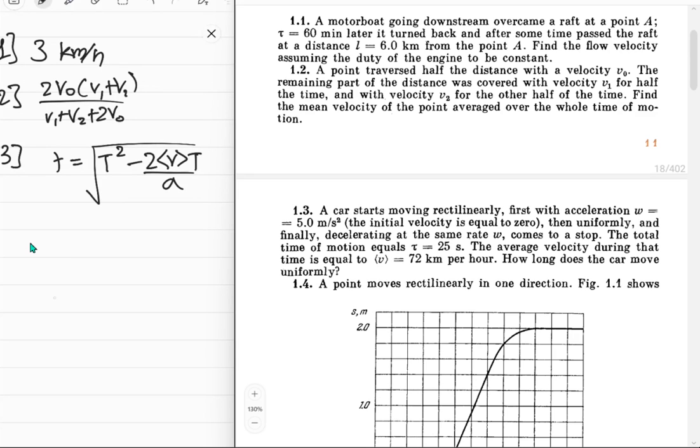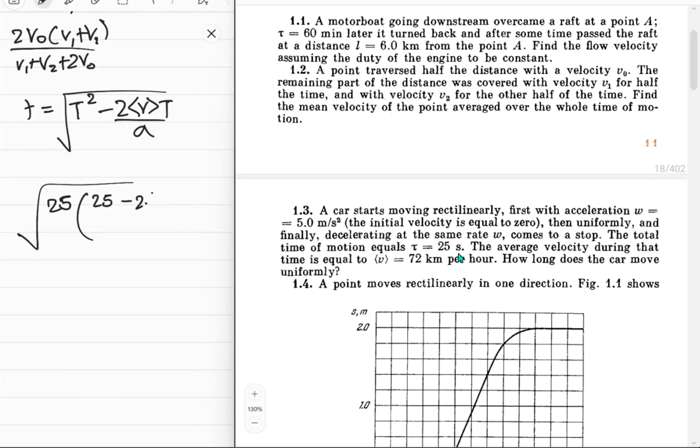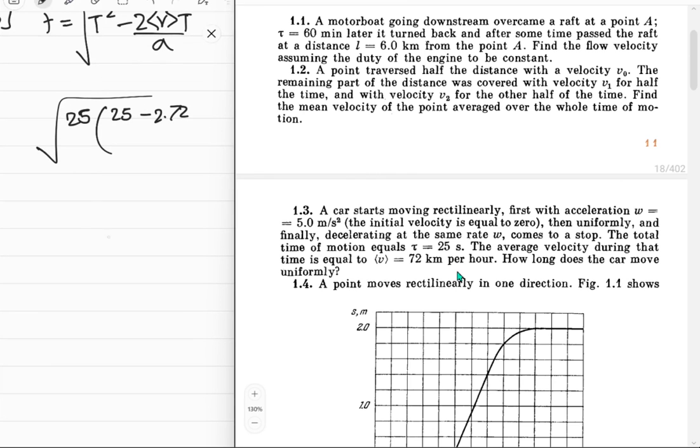Nice. Let's calculate this thing. So square root of, what do we have? Our capital T is 25. So 25 minus 2 times the average V, which is 72. Wait, this is in seconds and that is in kilometer per hour. Why is that? Okay, fine. So 72 kilometer per hour, 72,000 upon 3600 seconds, and this would be this many meters. Yes, meters is SI, so it cancels. It's 20 meter per second.